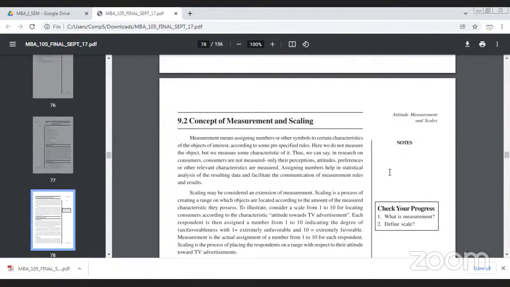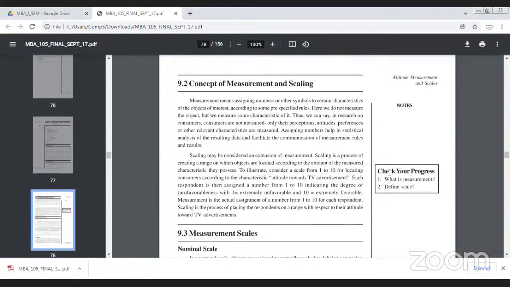We can say in research on consumers, we do not measure the consumers, only their perceptions, attitudes, preferences, or other equivalent characteristics are measured. The numbers help in the statistical analysis of the resulting data and facilitate the communication of measurement results to users. Scaling may be considered an extension of measurement. Scaling is a process of creating a range on which objects are located according to the amount of the characteristics they possess.